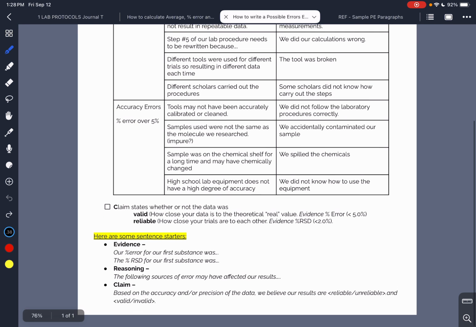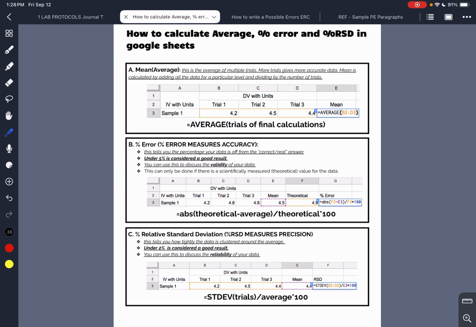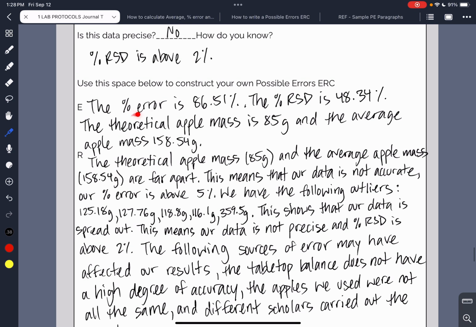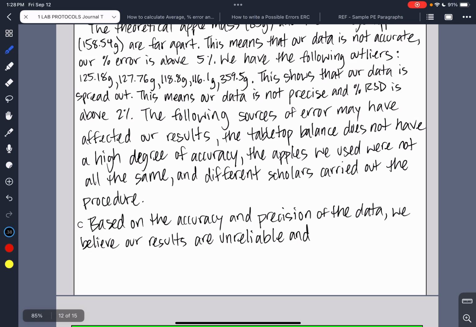And then we have to decide, okay, based off our results, is our data valid or invalid? Valid is how close your data is to the theoretical value. That means our percent error should be under 5%. If it is, that means our data is valid. If it's not, that means our data is invalid. And if we look at our data, our percent error is way above 5%. So that means that our data is also invalid. So this means since our data is unreliable and invalid, we cannot use this data to make a claim.